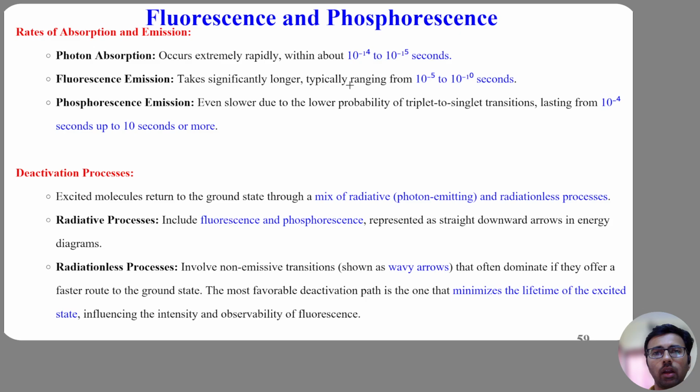Next is internal conversion. This is a non-radiative transition between electronic states of the same multiplicity, for example S2 to S1 or S1 to S0. External conversion occurs when energy transfers to the surrounding molecules without photon emission. Changes in solvent, temperature or viscosity directly affect fluorescence intensity, revealing these processes experimentally.